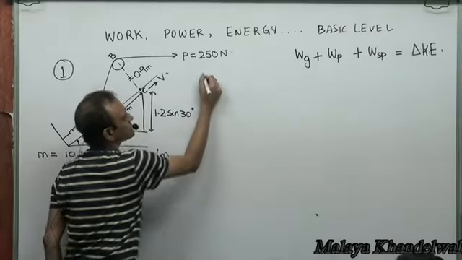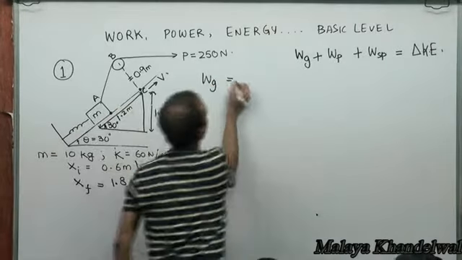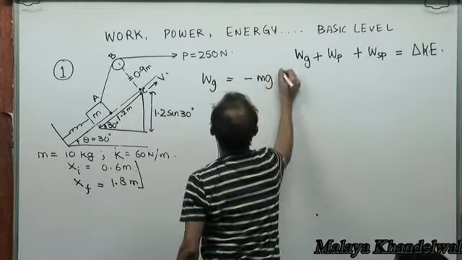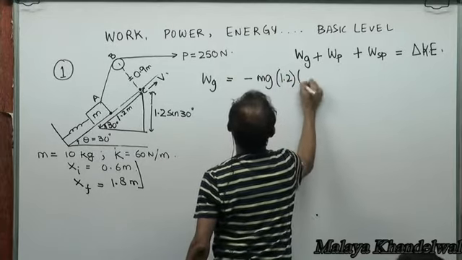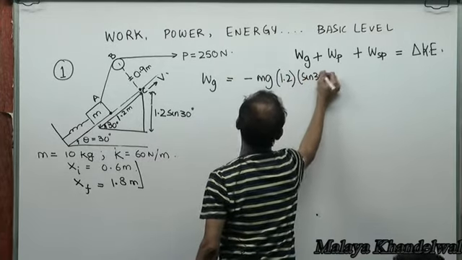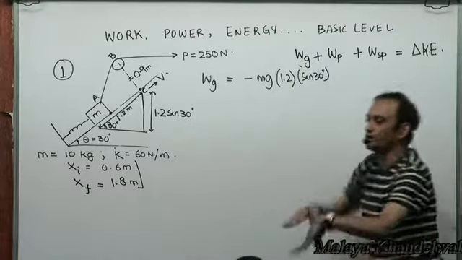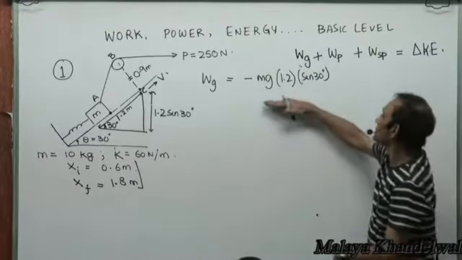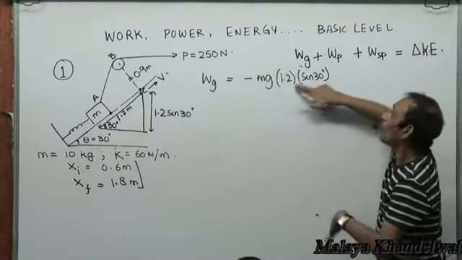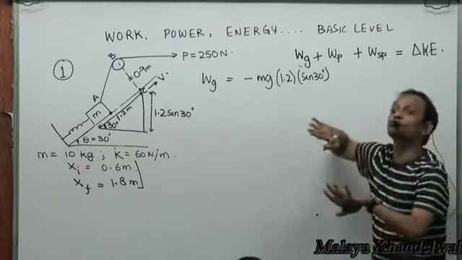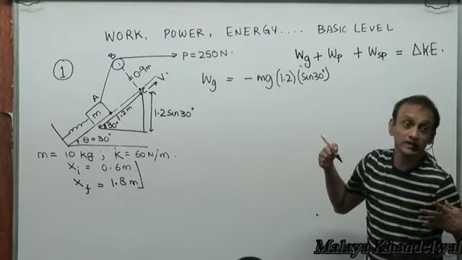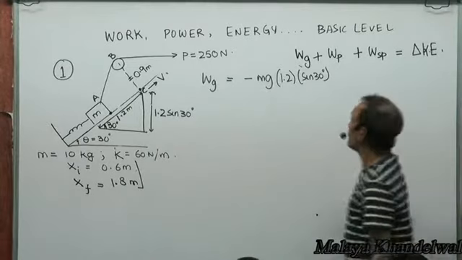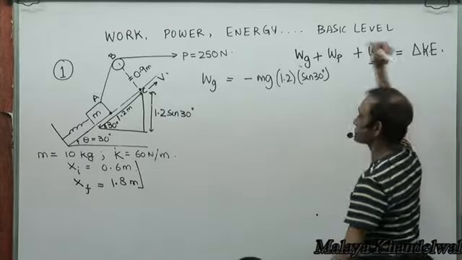Work done by gravity then is going to be minus mg into 1.2 sine 30 degrees. Yes or no? Work done by gravity is negative. Gravity is acting downwards, displacement is upwards. So minus mg into upward elevation produced is going to be the work done by gravity. Yes or no?